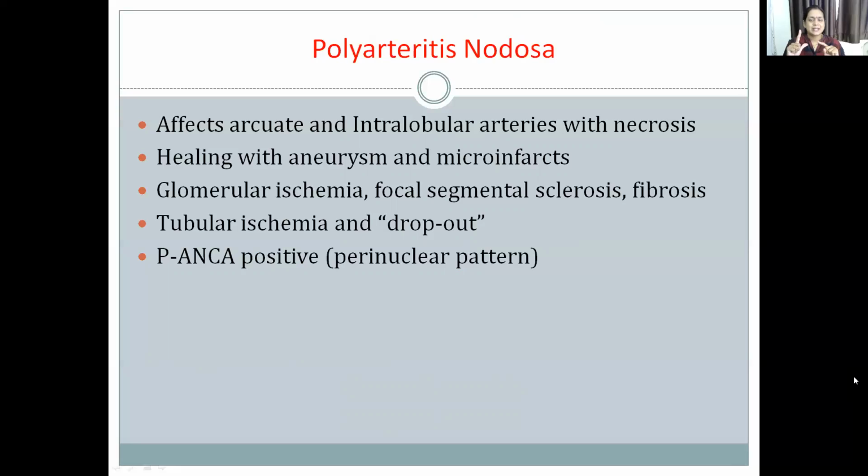Whenever there is some injury, you're trying to cover it up. So the healing is occurring with microinfarcts and aneurysm. This is about the vessels. Coming to the renal parenchyma, in the glomerulus, because of vasculitis, there is ischemia, focal segmental sclerosis and fibrosis in the glomerulus, and tubular ischemia and dropout.